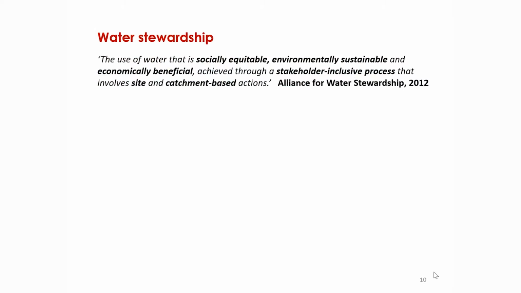The response to these issues has been the development of the concept and practice of water stewardship. So water stewardship, or stewardship, is simply taking care of something that you don't own. Here, a definition has been provided by the Alliance for Water Stewardship, where, for disclosure, I was involved in writing this and set up the Alliance for Water Stewardship with many others. But we defined it as the 3 pillars of sustainability: that water usage needs to be socially equitable, environmentally sustainable, and economically beneficial, achieved through stakeholder engagement, actions at site and catchment scale.